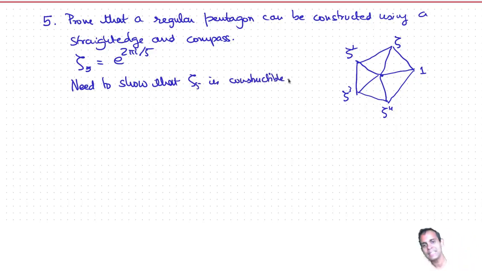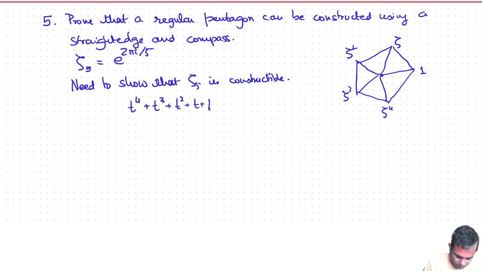Well, we've already seen that zeta 5 probably has degree 4 over Q. It satisfies a polynomial of degree 4 at any rate. So let's just see that. In fact, zeta 5 satisfies t to the power 4 plus t cubed plus t squared plus t plus 1 over Q.